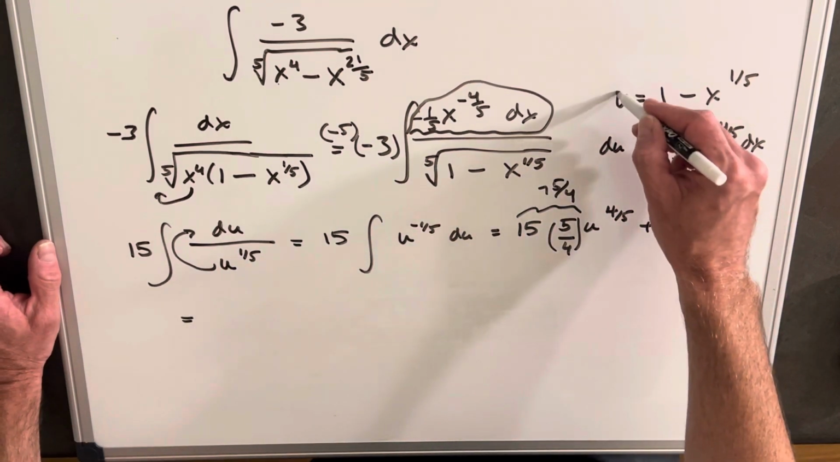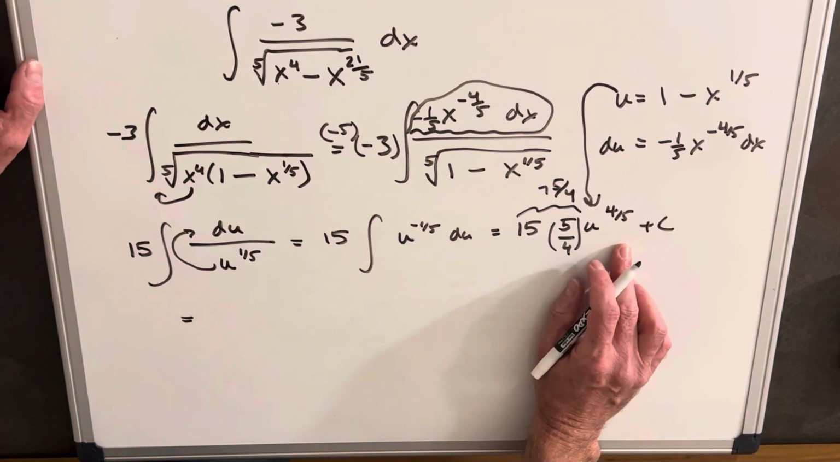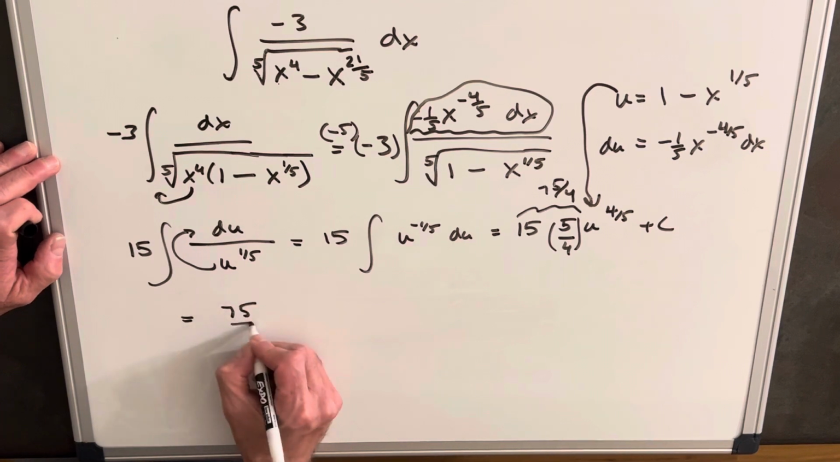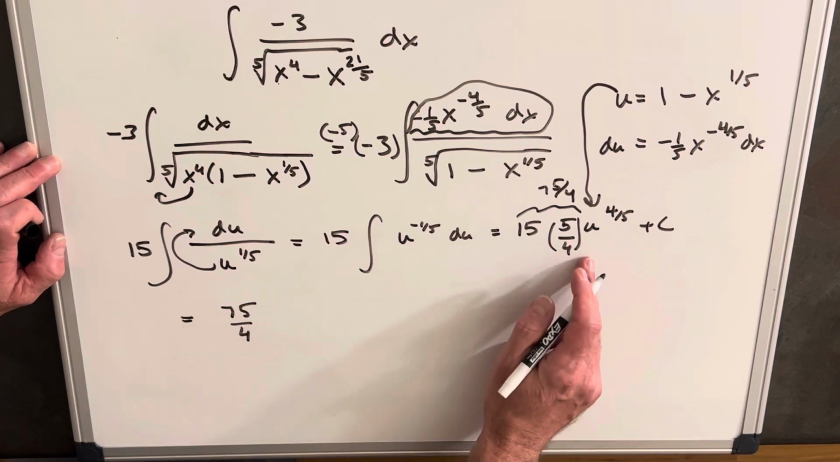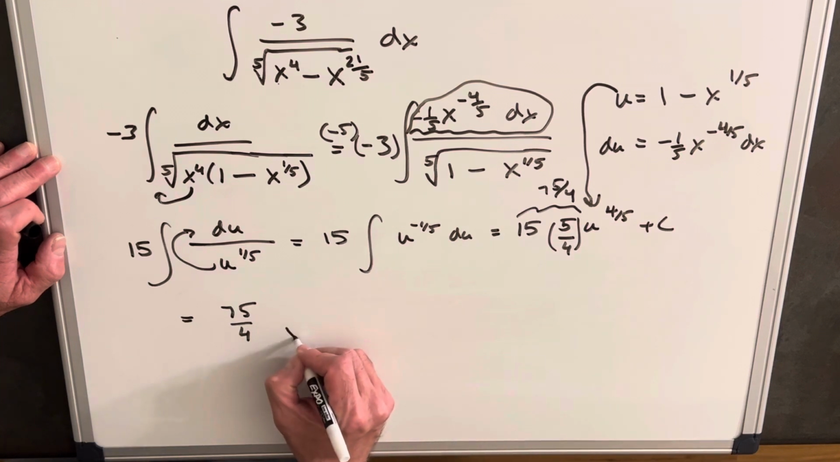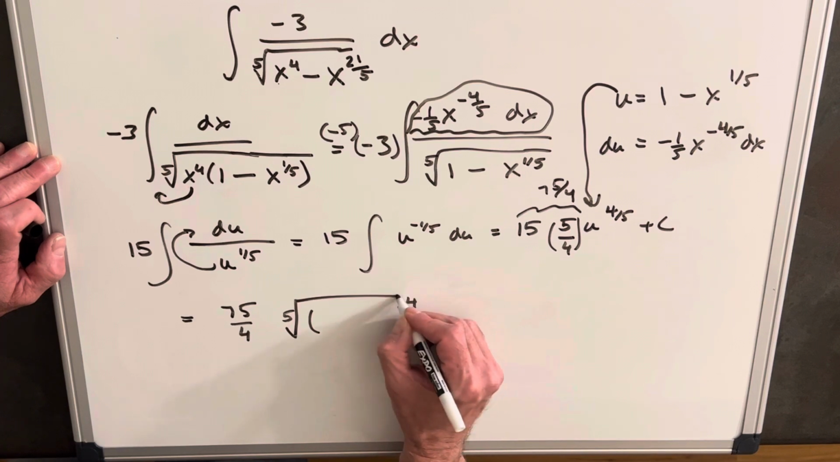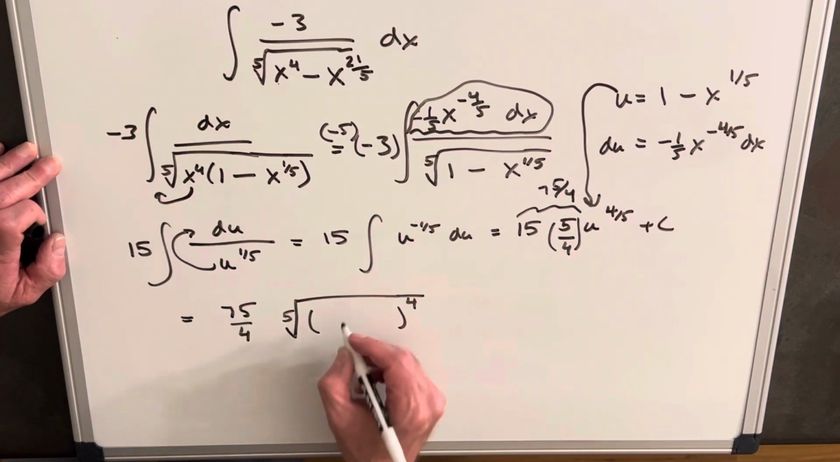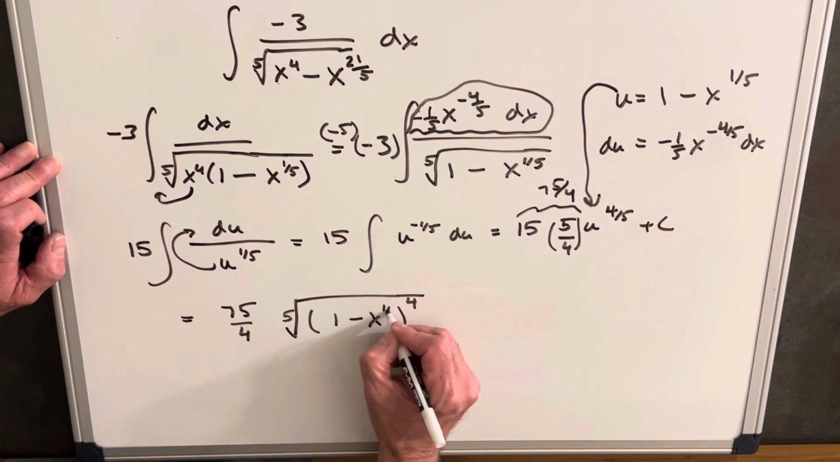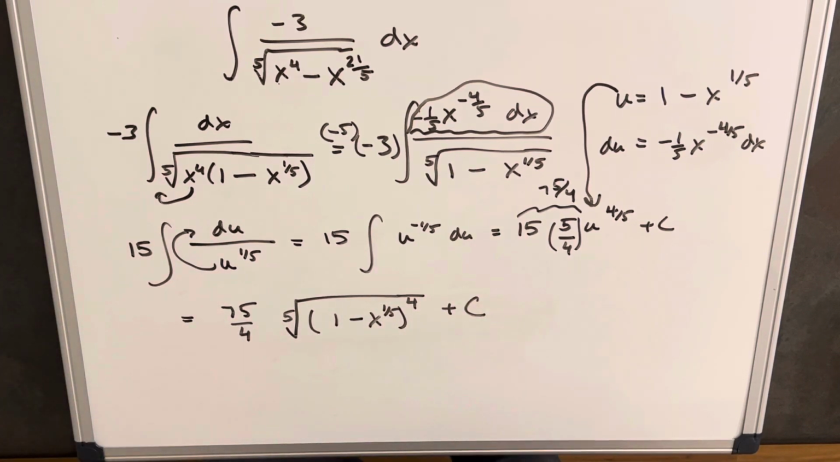And then we'll take our u and back substitute. So let's see if we can finish this all in one step. We're going to have 75 over 4 out front. Then we're going to have our u to the 4/5, but let's write the 5th as the 5th root. And then we're going to have our u to the 4th, and we just need to pop our u back in, which is going to be 1 minus x to the 1/5, plus c. And we're done.